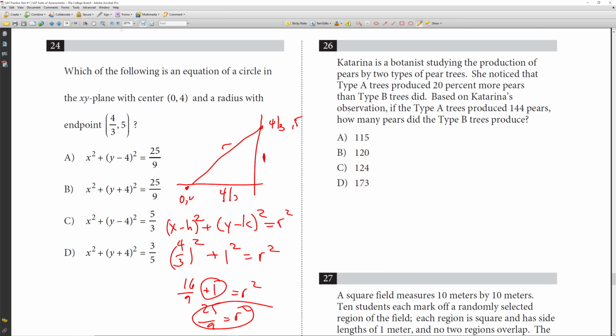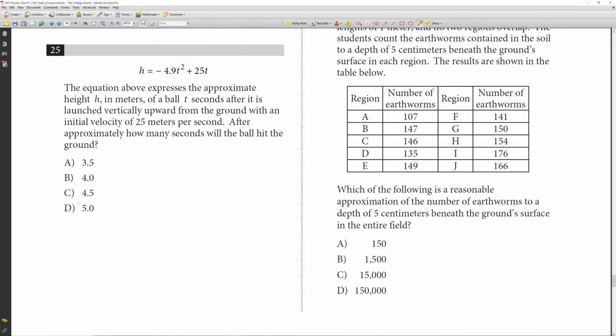So I have my r squared, I have my center. x minus 0 is x, so they all have x. y minus k in this case is 4, so I have that here, and this is my r squared. Answer is A. This is a 2 to 3 minute problem. That was one-handed. Number 25.